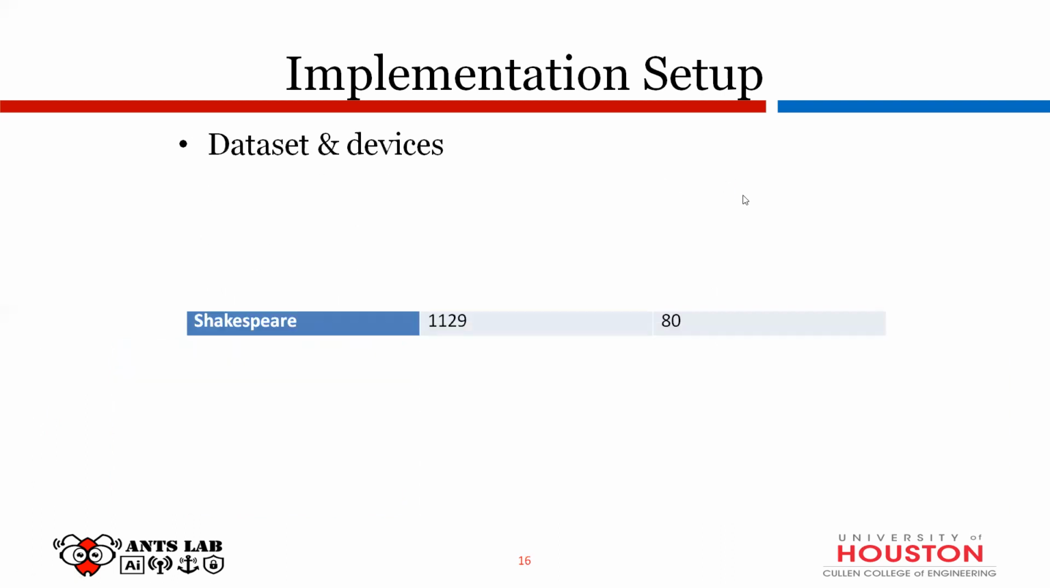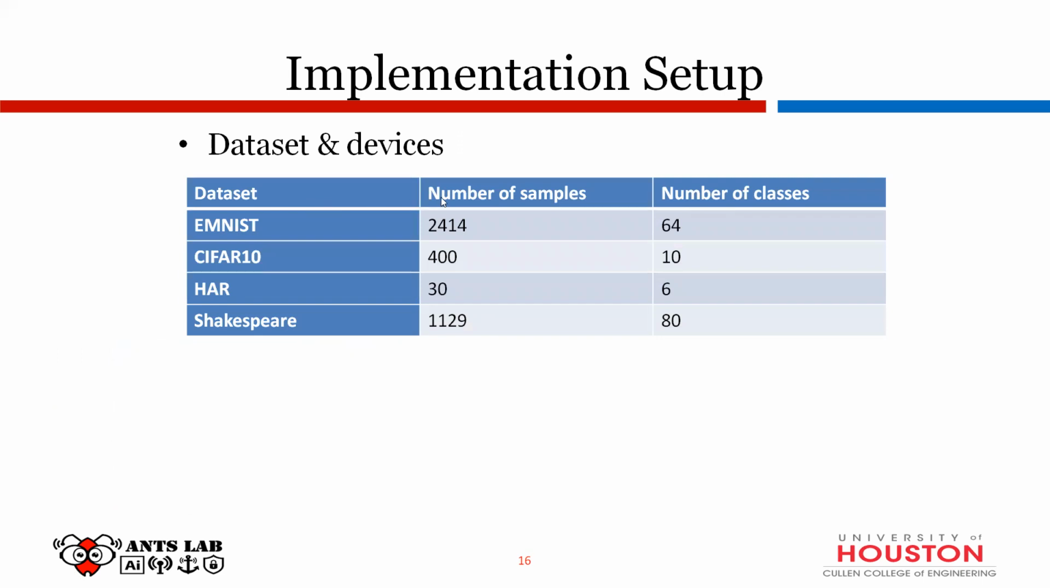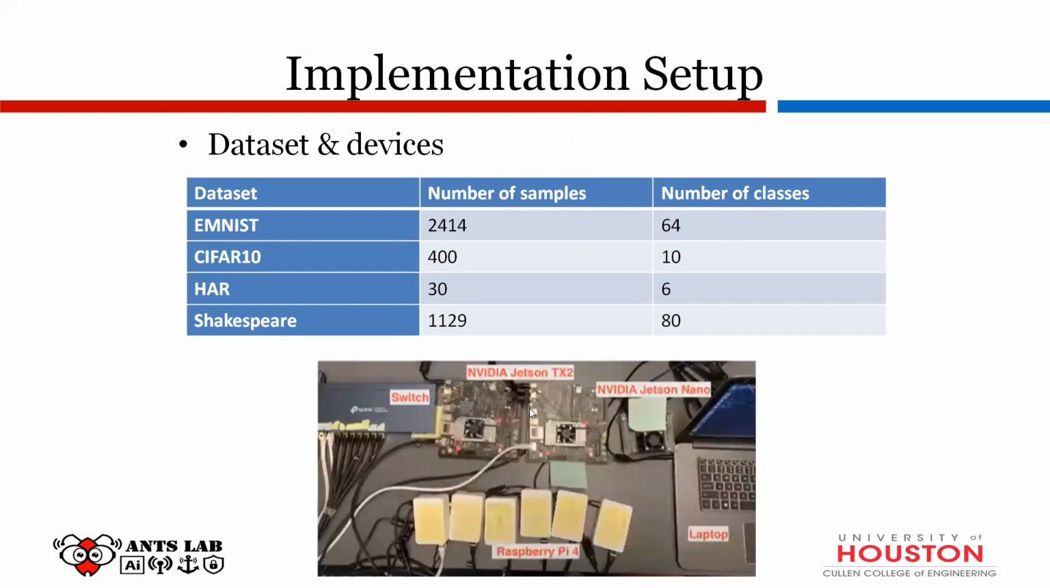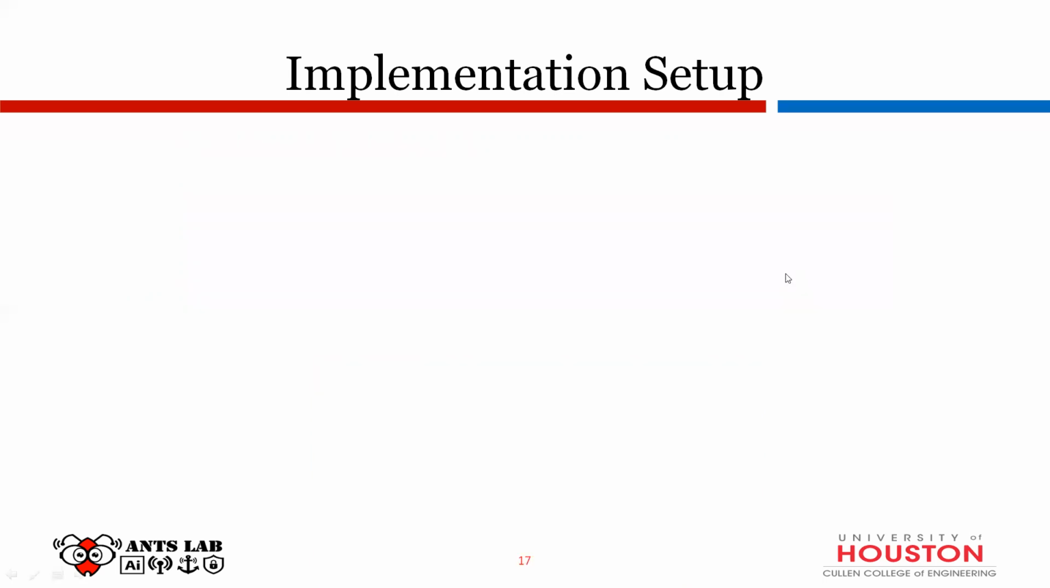As for datasets and devices, they have these: MNIST, CIFAR, HAR, Shakespeare, and a number of samples here, and a number of classes. And these are the devices they use: Jetson TX2, Jetson Nano, and Switch, and the Raspberry Pi. So these are the datasets and devices.